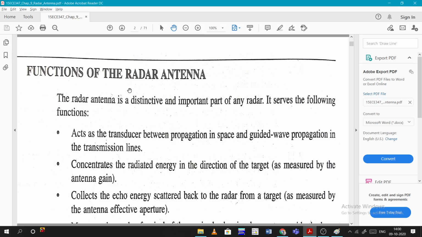So it serves the following functions: it acts as a transducer between propagation space and guided wave propagation in the transmission lines. Why is it called a transducer? Because it will transmit and receive. This antenna has the capacity to transmit and receive, so that's why it is called a transducer. Basically both will be present in a single antenna. Now it concentrates this radiated signal energy in the direction of a target.